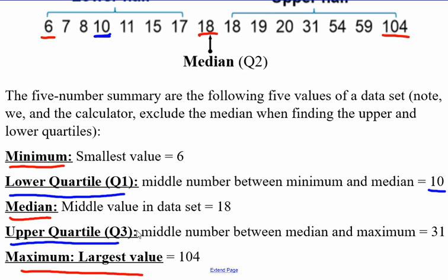The upper quartile is going to be 31 because there are 3 values above 31 and 3 values below 31 in the upper half. So the upper quartile is 31. So what we've done is we've chunked our data set into quarters, between the minimum and the lower quartile and the median.